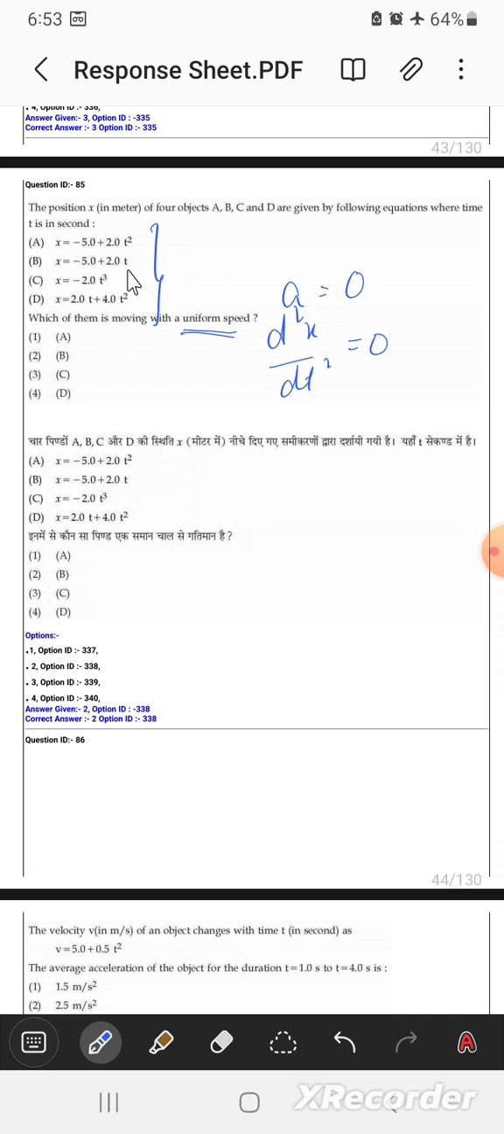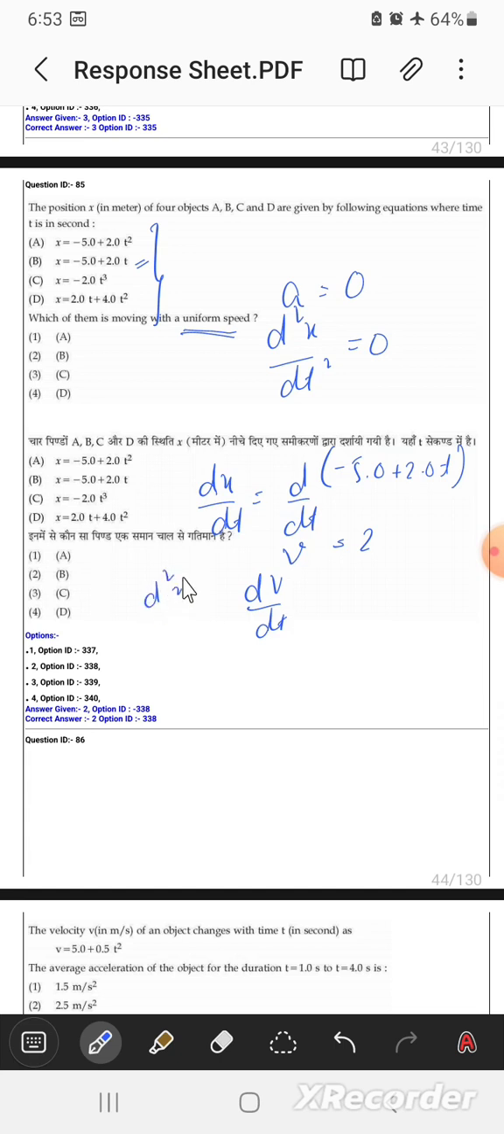Now if I look at this second option, if I take the first order derivative, dx by dt equals d by dt of minus 5 plus 2.0 into t. The result will be 2, that is velocity dx by dt equals 2. And if I take the second order derivative, that is dv by dt, which you can write as d2x by dt2, equals d by dt of 2, since 2 is a constant, and it will become 0.